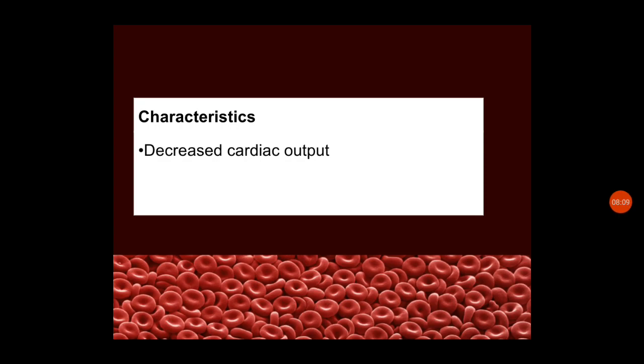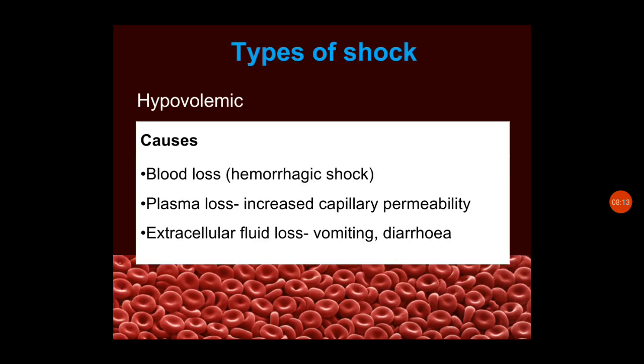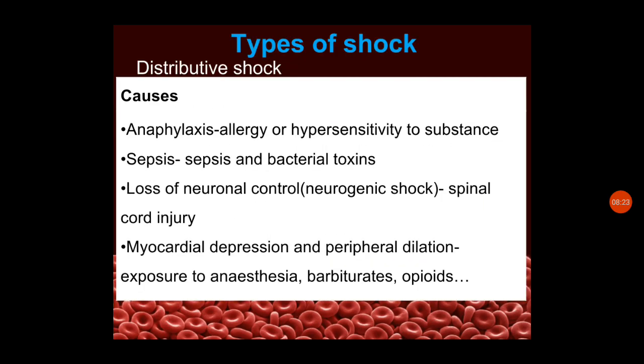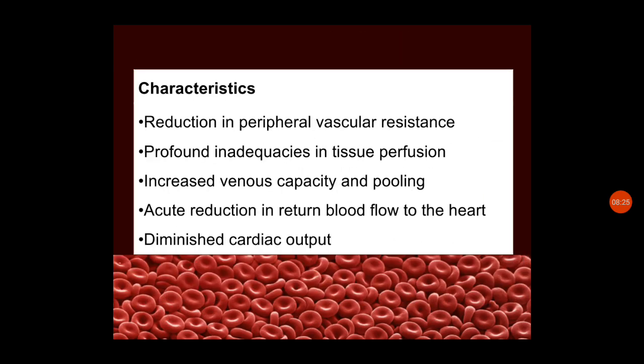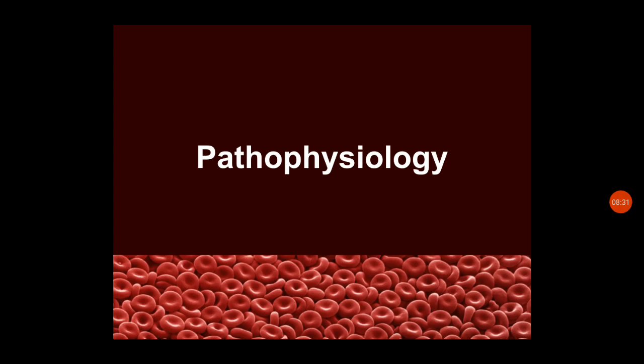So this is about the types of shock. We have seen that there are mainly three types of shock, and under them there are different causes which lead to shock: hypovolemic shock, distributive shock, and cardiogenic shock. Next we have to discuss pathophysiology, which we will continue in the next video.